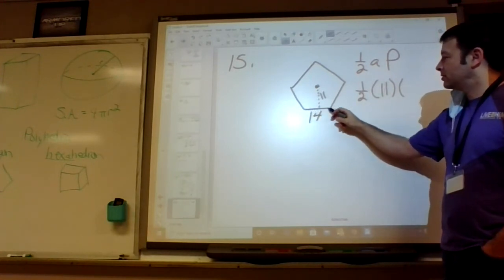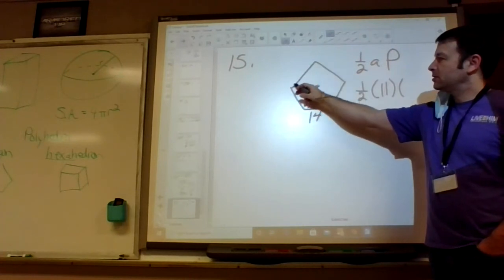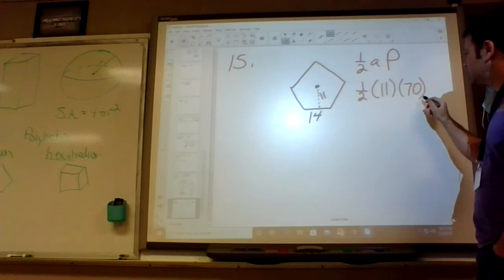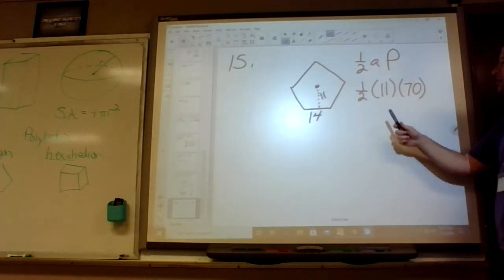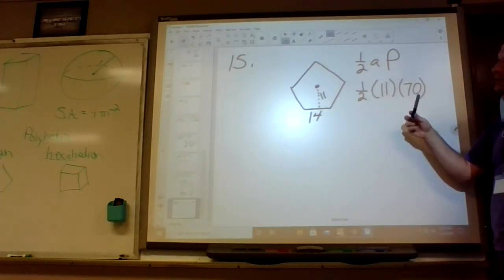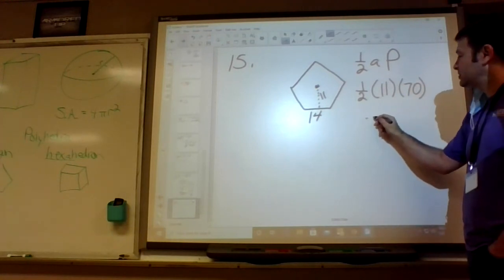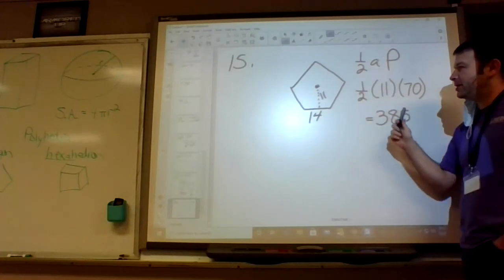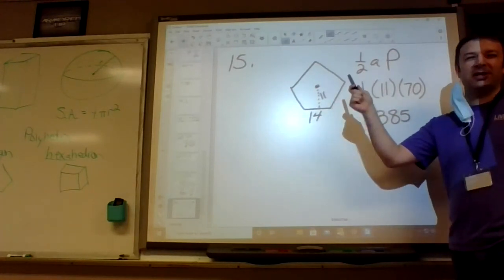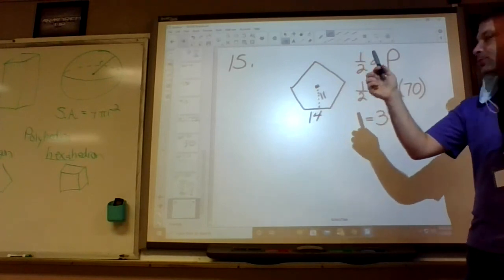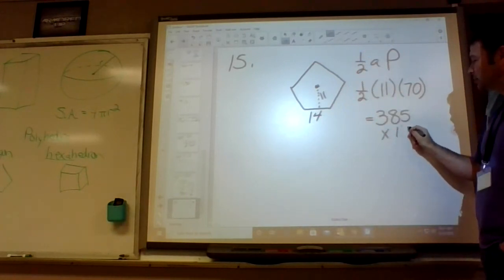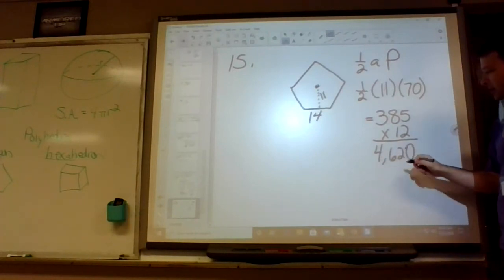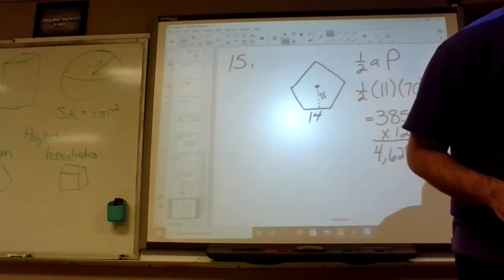The perimeter would be 14 times 5, which is 70. So 1/2 times 70 is 35, times 11 is 385. Is that the answer? No, that is the area of one side. How many sides do we have in a dodecahedron? 12. So we need 12 of those: 4,620. And what kind of measurements are these? Feet.